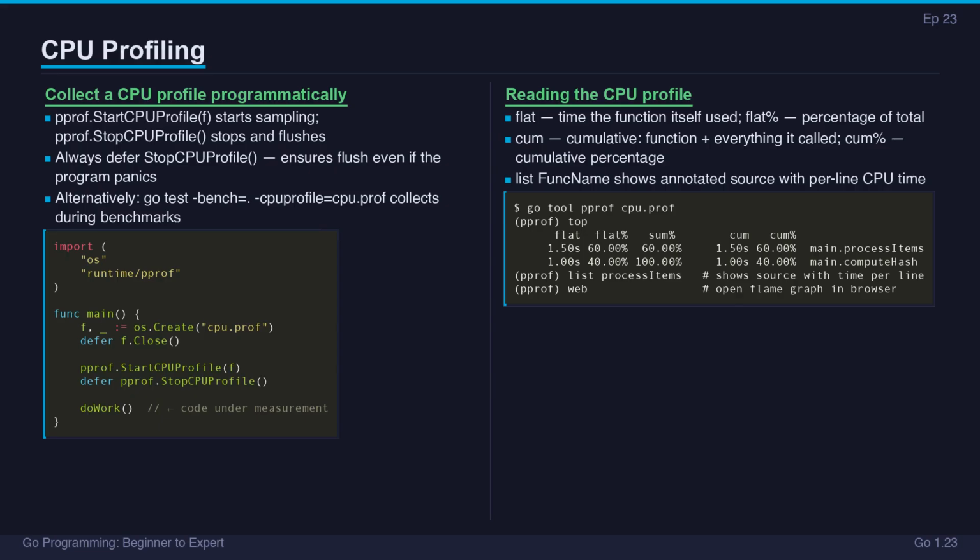list funcname is the most actionable command. It shows the function's source code with per line CPU time annotated on the left. You can see exactly which line is hot. web generates a flame graph SVG in your browser, particularly useful for understanding the call tree visually. For tests and benchmarks, go test -bench=. -cpuprofile=cpu.prof collects a profile automatically during the benchmark run. The profile is scoped exactly to the measured code, no startup noise.